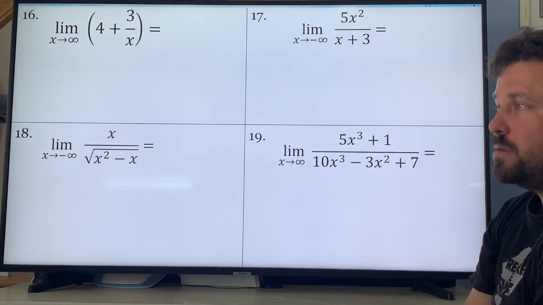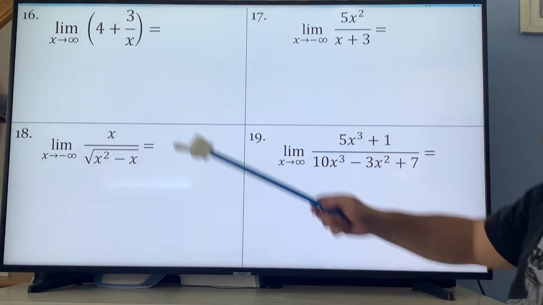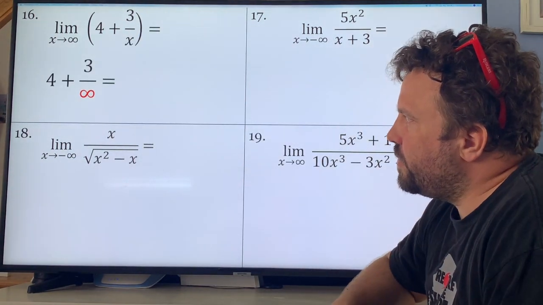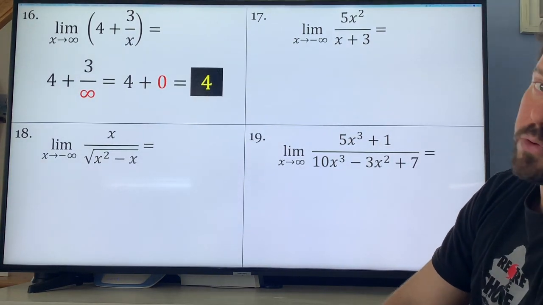17, 18, 19. Go. 16 might get it. All right, so let's look. 4 plus 3 over infinity. 3 over infinity is 0, but you still have the 4. So just 4 plus 0 is 4.